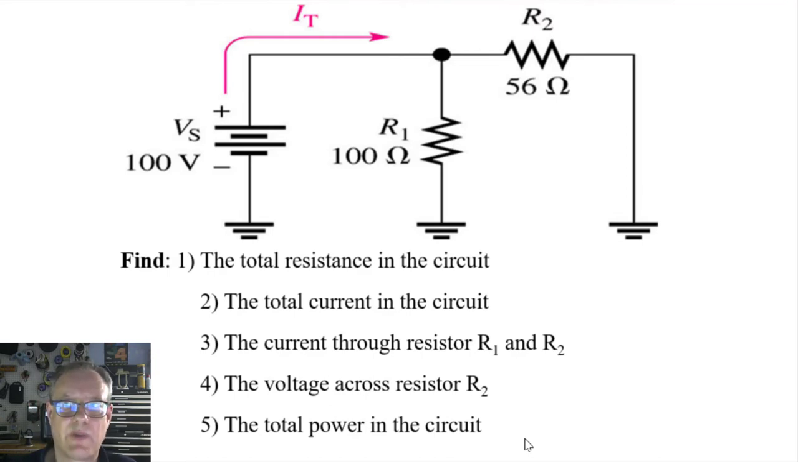Total power is power in resistor 1 plus power in resistor 2. I'm going to say load 1 and load 2, because these could all be motors or solenoids or heaters or light bulbs, or doesn't matter what they are. But they're all doing some work. So we just add it all up, and there you go.